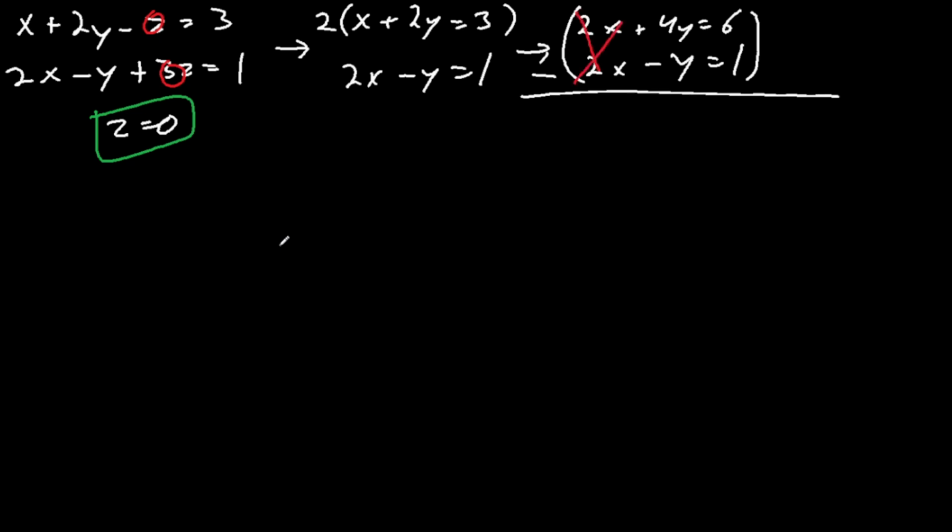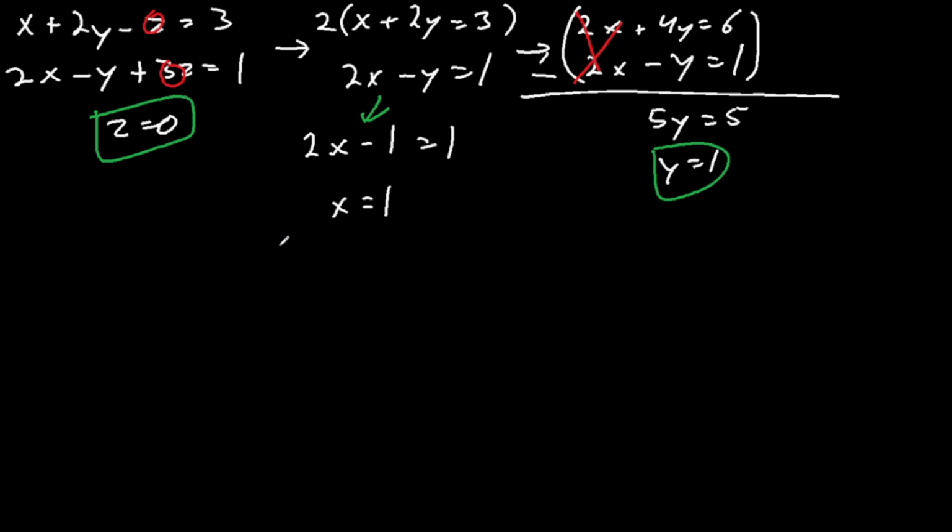In this system, getting rid of 2x, you get 5y is equal to 5. So y is equal to 1. When y is equal to 1, let's plug y equal to 1 into this equation here, and then you get x is equal to 1 as well. So that's one of our points here, point P, let's call it. So point P is (1, 1, 0).